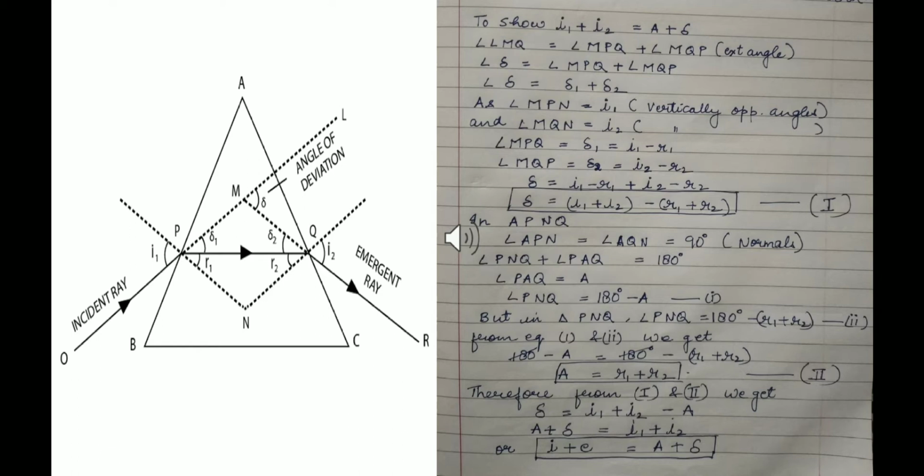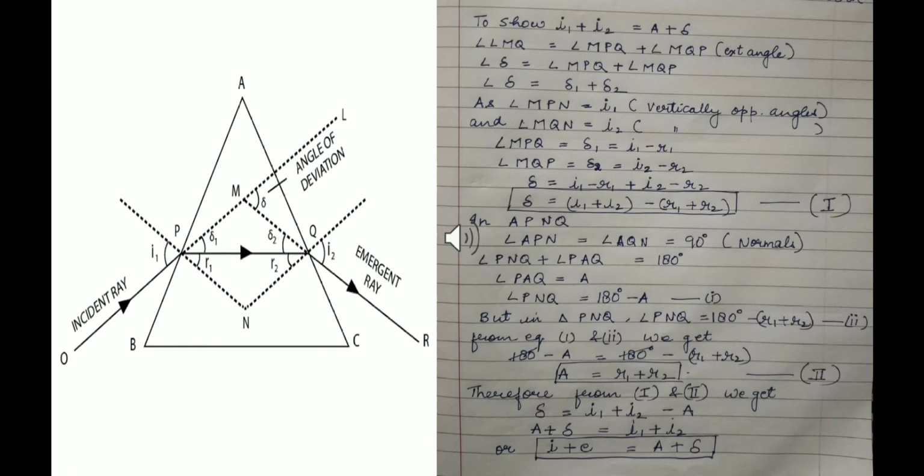Now, delta 1 is the deviation from the angle of incidence I1, and delta 2 is the second deviation. When both rays are traced back, the main angle of deviation which is formed is delta. So, there are two triangles formed within the prism.